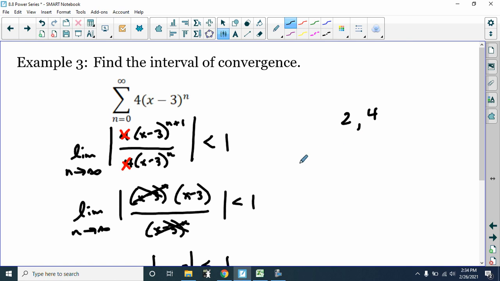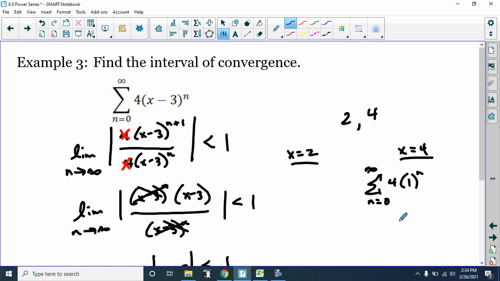So what we're going to do is check those values. We're going to make x equal to 2 and see, does that give me a series that converges or diverges? And then we're going to check x equals 4. Let's actually check x equals 4 first, because it's a little easier. If I check x equals 4, I'm plugging 4 in for x. So the series would look like this: the sum as n goes from 0 to infinity of 4 times 1 to the n.